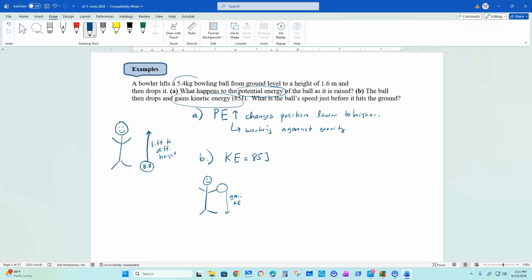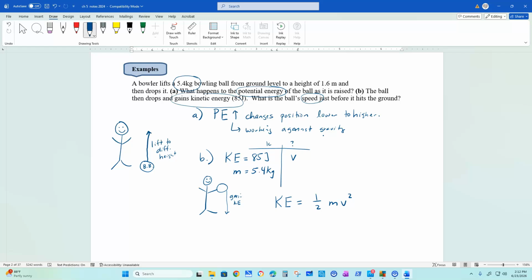I do know the mass of the ball. The mass of the ball is 5.4 kilograms. So I got my mass. I want to know the ball's speed. I want to know the velocity, okay? So with my know and my don't know, I'm solving for velocity, okay? So always write an equation. Kinetic energy, 1/2 mv squared, okay?